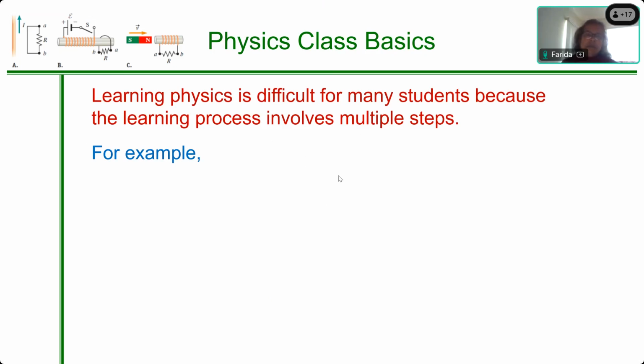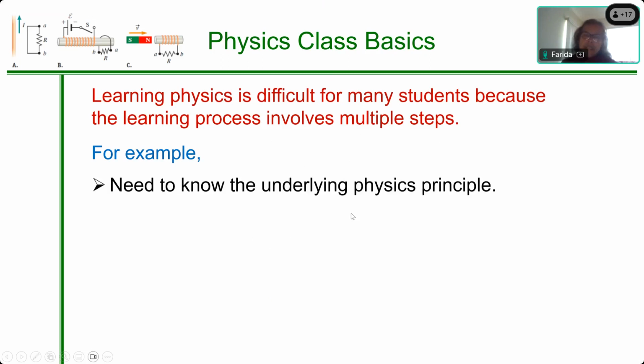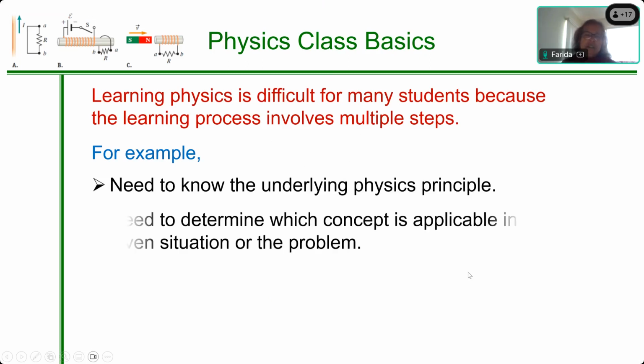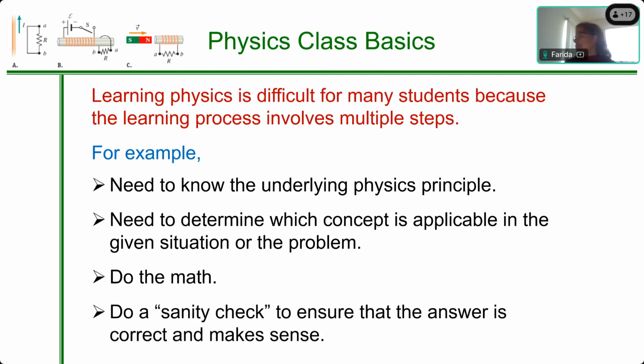So some of the things are that they need to know what the underlying physics principle is anytime they are learning physics or solving a problem. They need to determine which concept is applicable in a given situation or the problem. And then they have to do the math. And then at the end, which most of them do not do, is do a sanity check to ensure that their answer is correct and it makes sense.